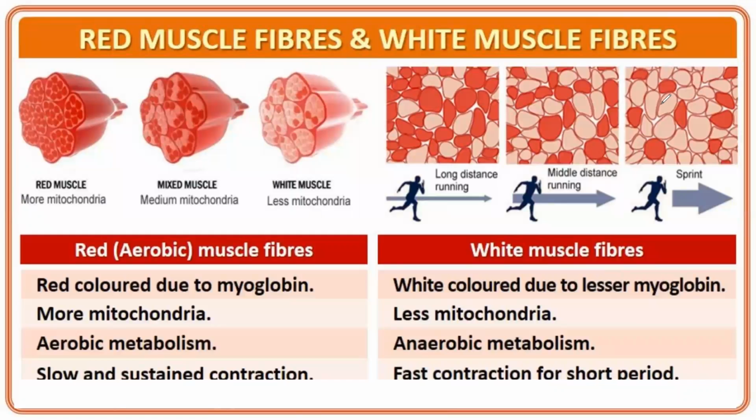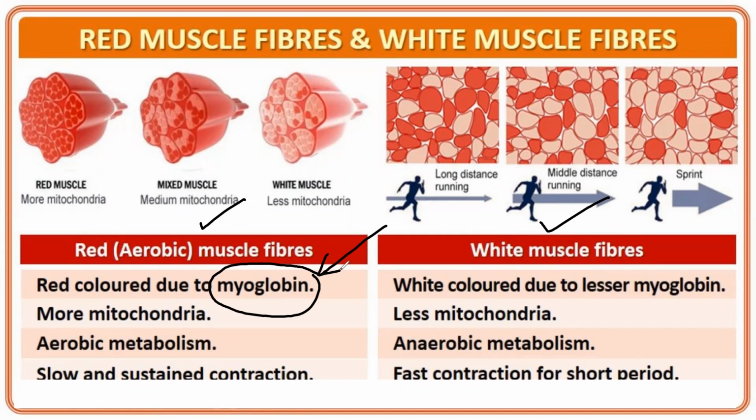Now, on the basis of the presence of myoglobin in the muscles, skeletal muscles are of two types, red muscles and white muscles. Let us first learn what myoglobin is. Myoglobin is a muscle pigment. It's an iron containing muscle pigment. It's the same as the hemoglobin which is present in RBC.